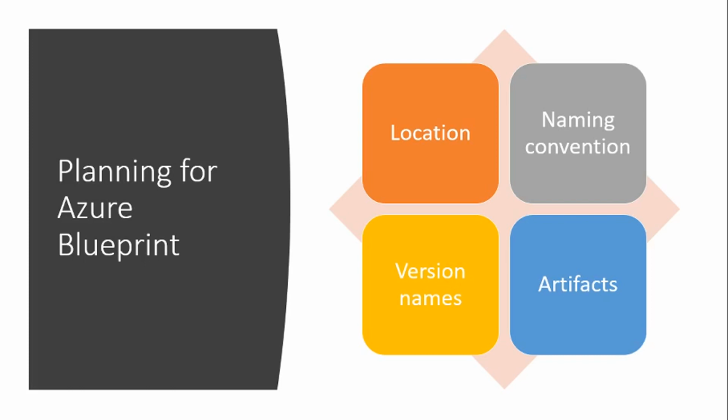Fourth, artifacts. Plan to test the artifacts you use in a blueprint prior to adding them to the definition. For example, ensure that you have validated the policy or initiative works as expected prior to using it in a blueprint definition and assignment.